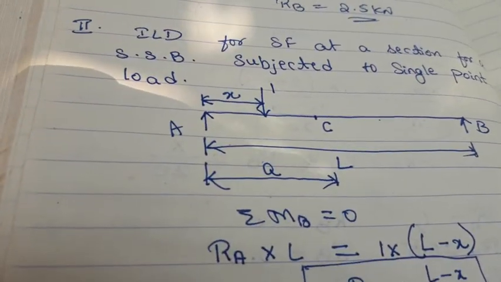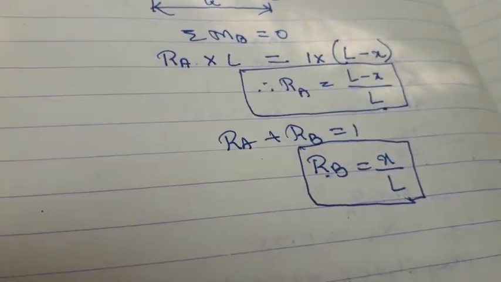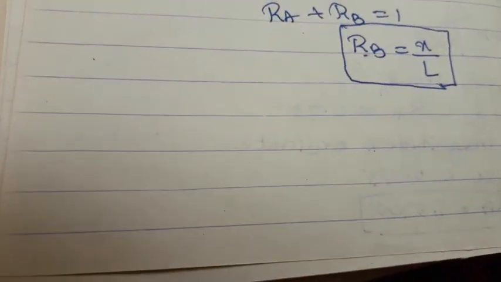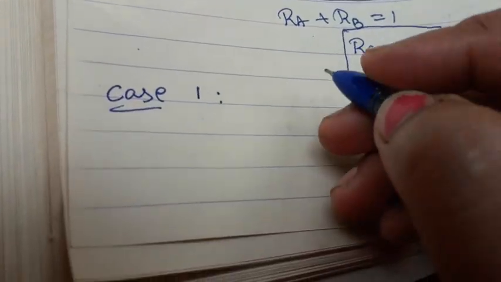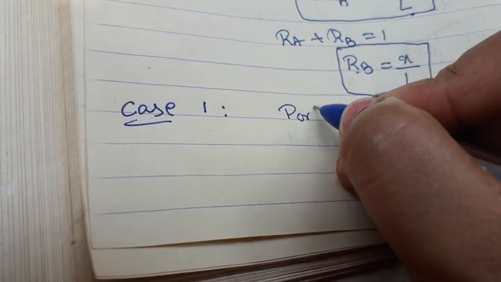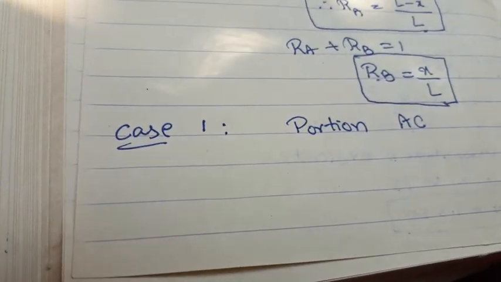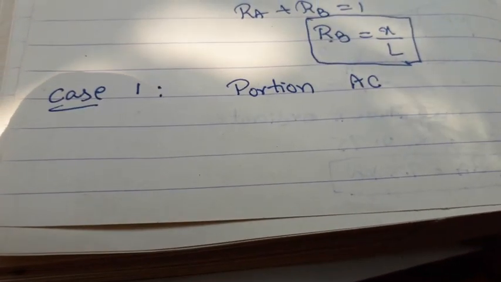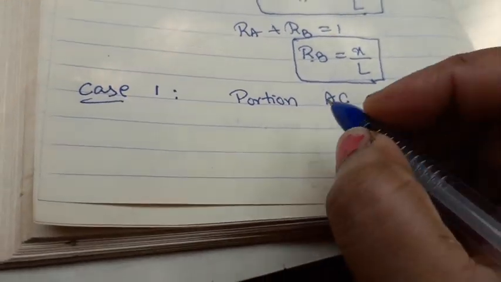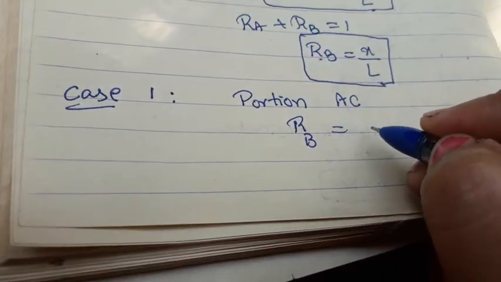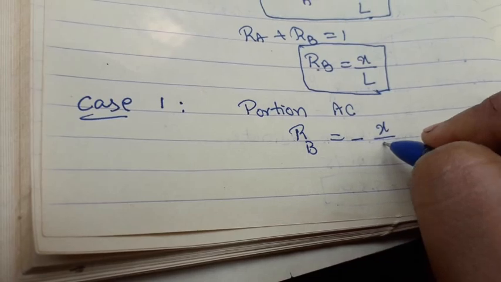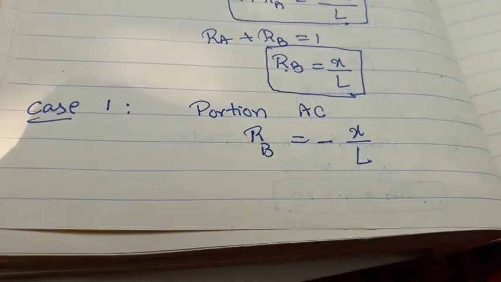So, once we get these reactions, we have to go for the case conditions. Here we have two types of case conditions. One is case 1, where the unit load is in the portion AC. Then there will be a shear force of RB, which is in the negative term, that is minus x by L, to balance the things.